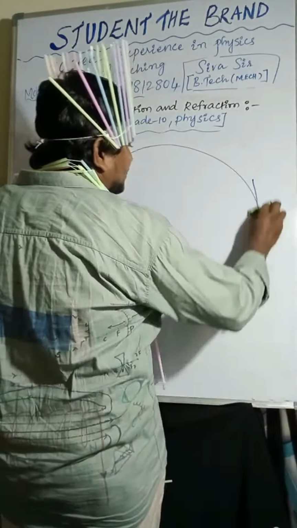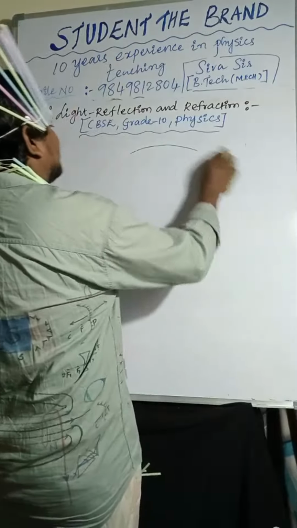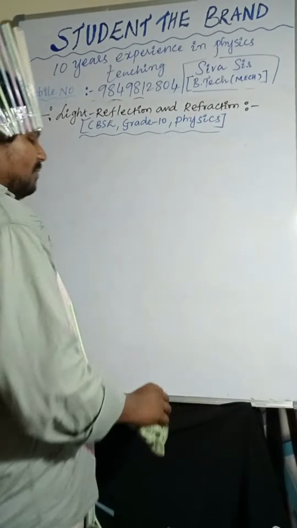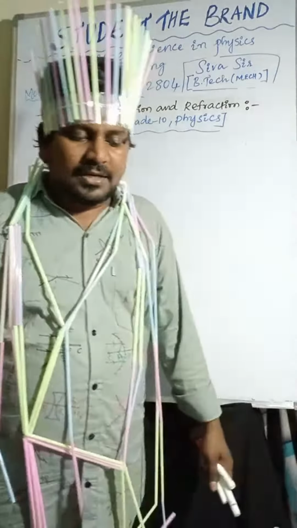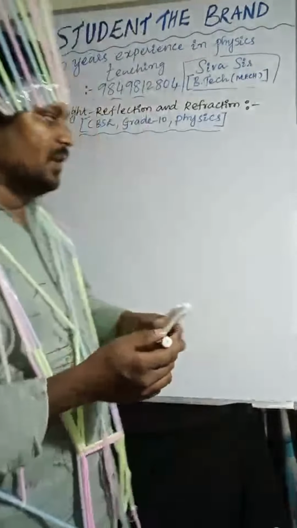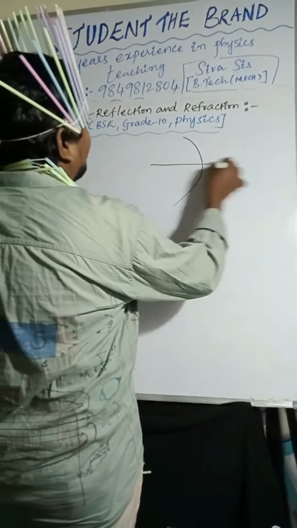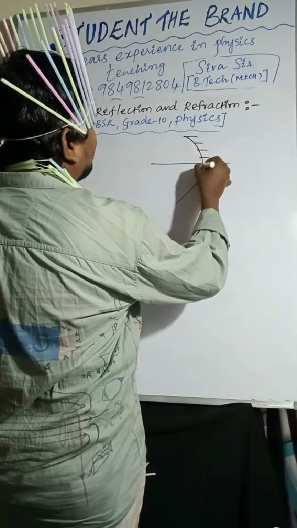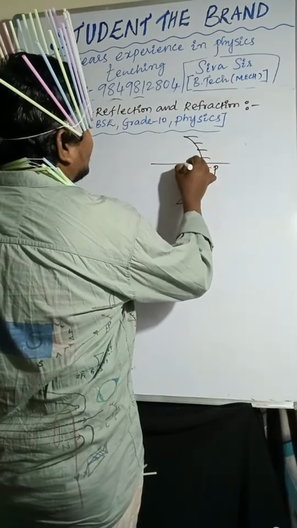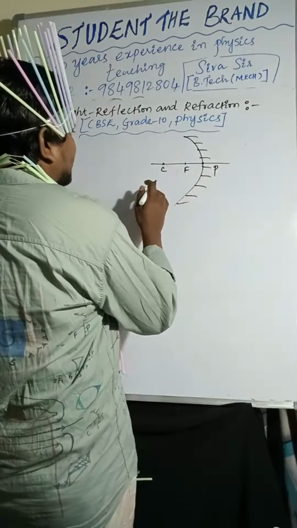Depending on the reflection, there are two types of mirrors: concave mirror and convex mirror. So I'm considering a concave mirror here. This is the pole, focus, and center of curvature.